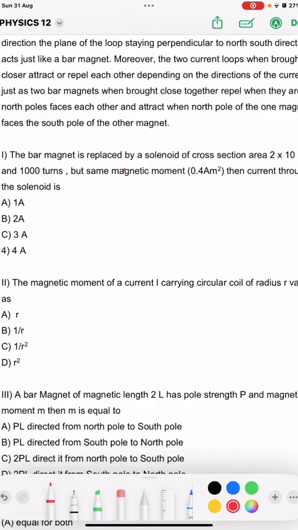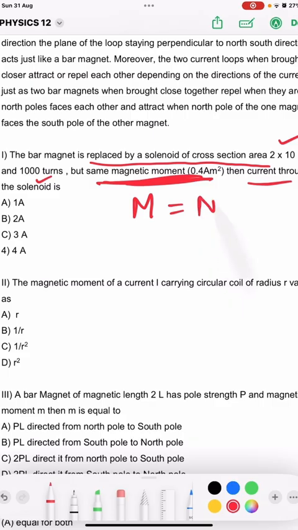Okay, and bar magnet is replaced by solenoid of cross sectional area this much meter square. This is number of turns. And we have been asked the magnetic moment. Okay, magnetic moment is given. Current is to be told. So magnetic moment can be written as NIA.